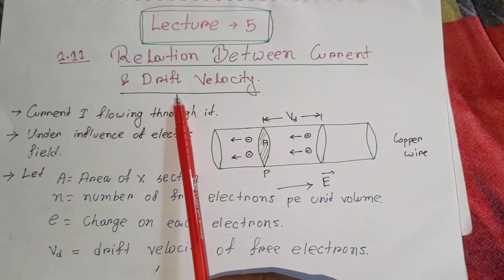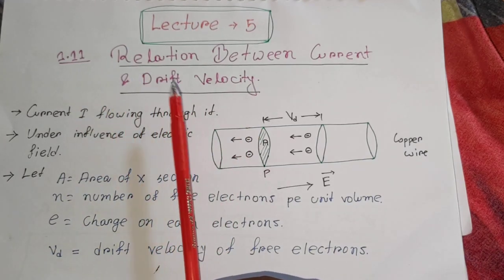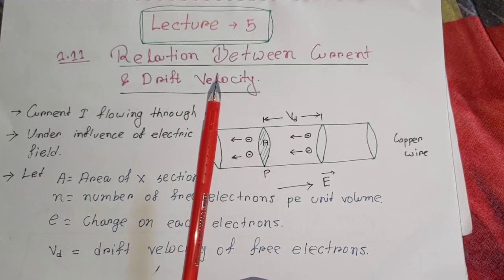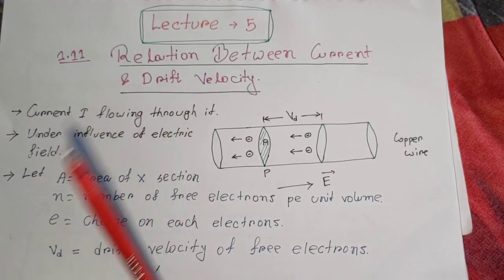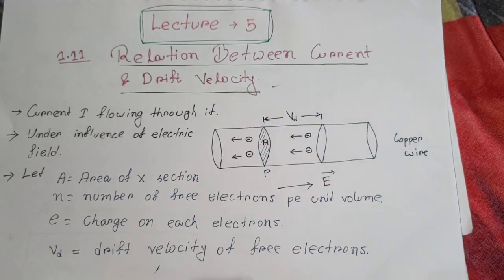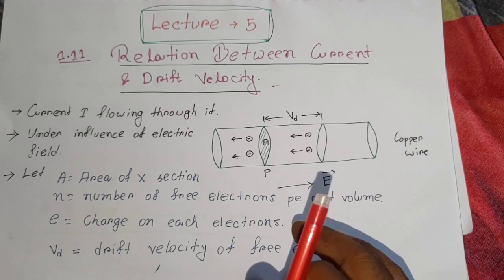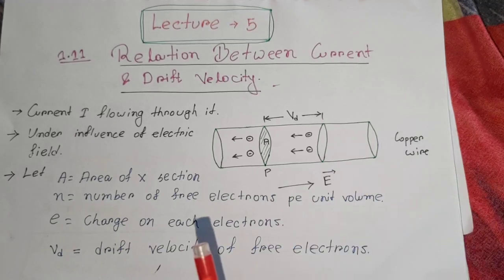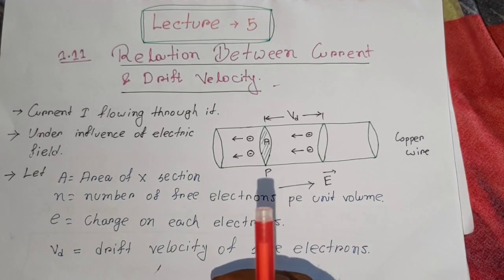I am assuming that you know what drift velocity is. If you want to know it in detail, you can check my earlier videos, where we have discussed it. I'll just say drift velocity is the velocity at which free electrons of any metal get the energy to flow through the metal body.